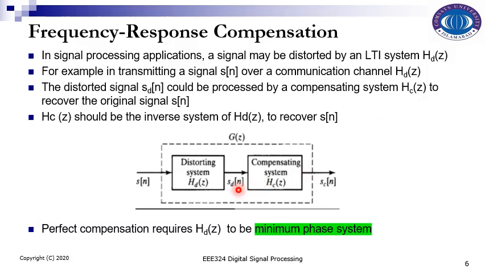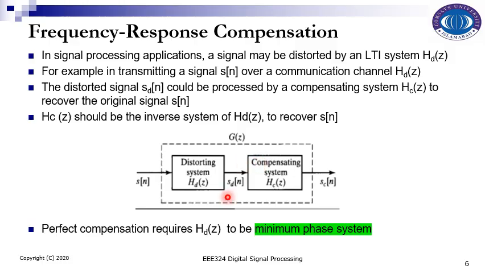So when the distorted signal SD[n] passes through the compensating system HC of Z, then we get an output, another signal SC[n]. And if the compensation has been correct, then the compensated signal and the original signal should be the same. And for that, the distorting system function HD of Z and the compensating system function should be inverses of each other.